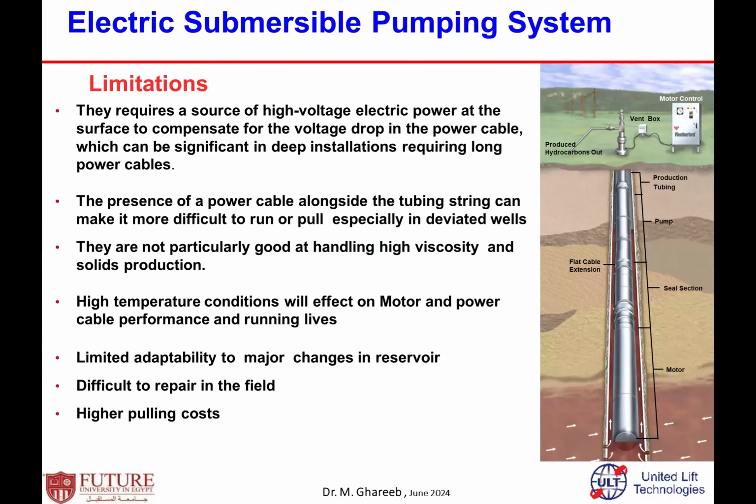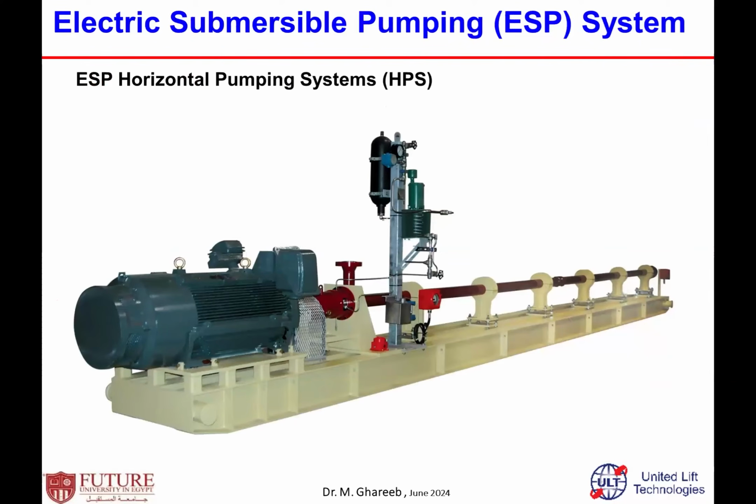Pulling and running this type of artificial lift is costly, mainly because it requires a rig and downtime for the well to pull and run the tubing. This is also always a cost for operation. This type of artificial lift, what we call ESP or submersible, a centrifugal type of pump, can be used for the well.